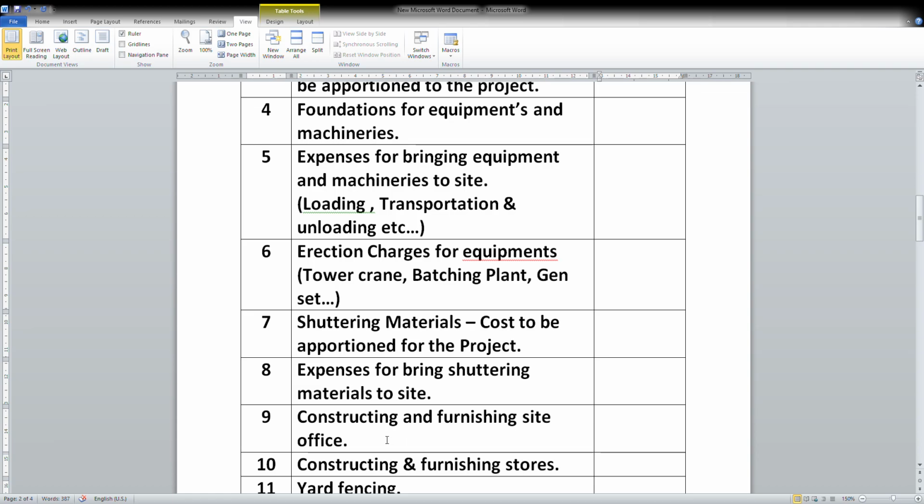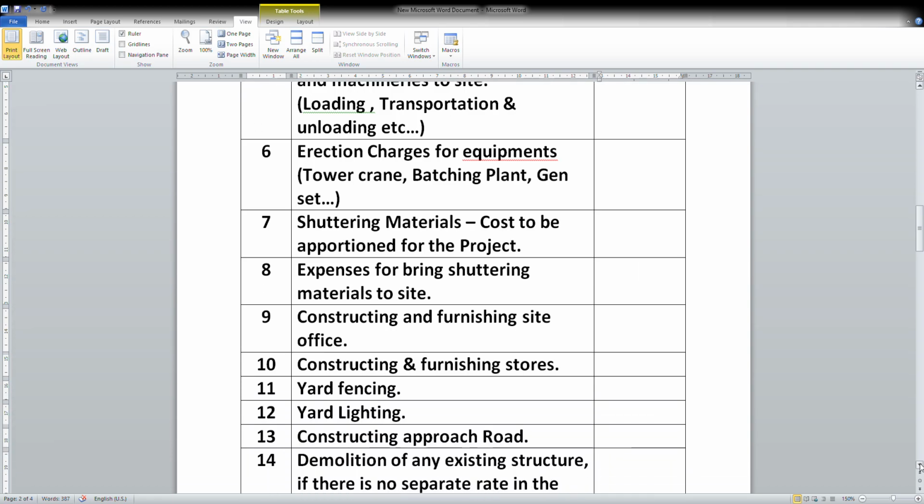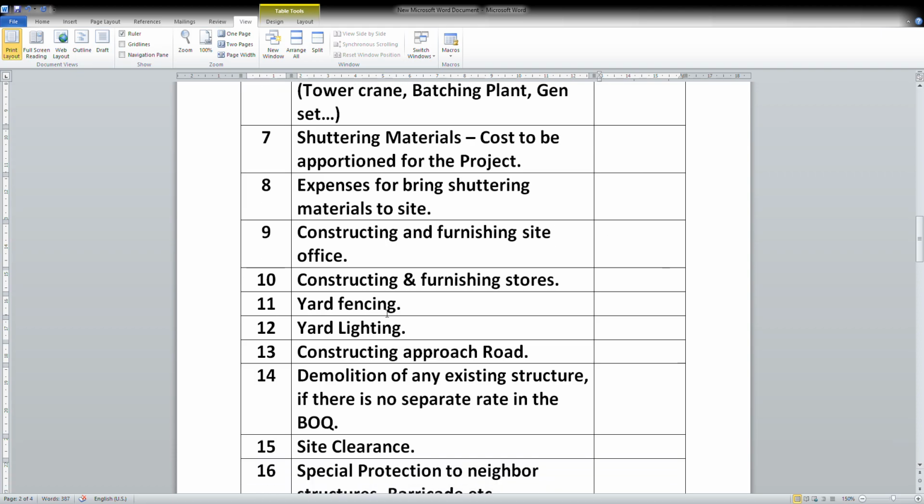Constructing and furnishing site office. There will be basic site offices depending upon the size of the project. So that cost can be worked out and taken up here. Constructing and furnishing stores. We need to store the cement. You need to store the other materials as well. For that purpose, you need a store. So for that, expenses can be worked out and given.